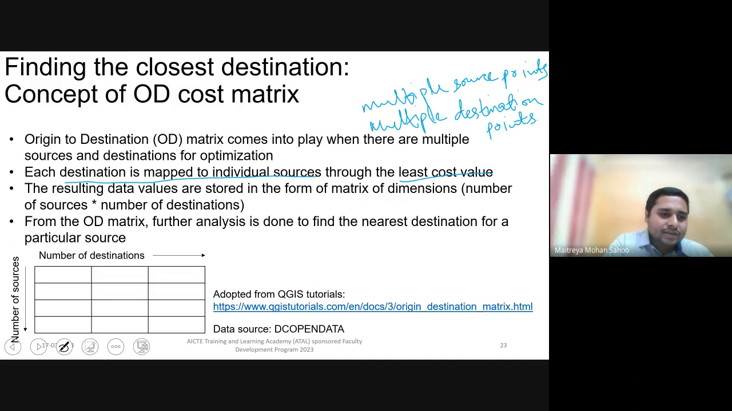So, say the rows refer to the sources, S1, S2, S3, S4, and the columns refer to the number of destinations, D1, D2, D3, D4. Each column represents one destination. This matrix should give the least cost value for each of these combinations, when S1 is iterated over destinations D1, D2, D3, D4, and similarly for S2, S3, and S4.